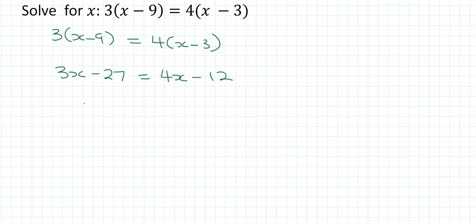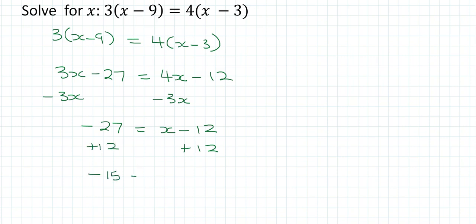So now we're going to isolate. I'm going to isolate the x on the right-hand side. So let's go ahead and subtract 3x from both sides. And then we have negative 27 equal to x minus 12. Now we can add 12 to both sides. And then we have negative 15 equal to x.